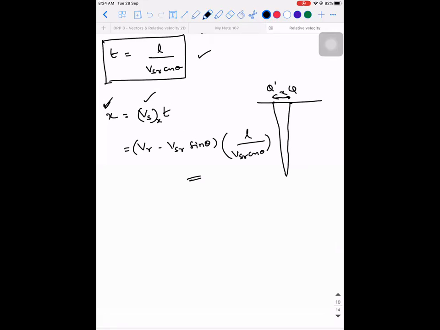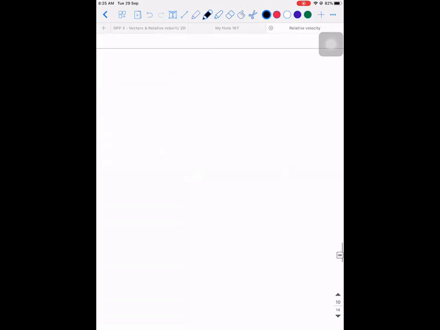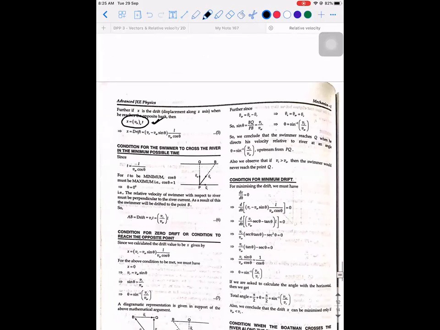Is there any doubt? I hope you are writing it down. Yes, sir. So it is velocity of river minus velocity of swimmer with respect to river, sin theta, into L divided by VSR cos theta. Okay, I hope it's clear. So have this point in your mind.